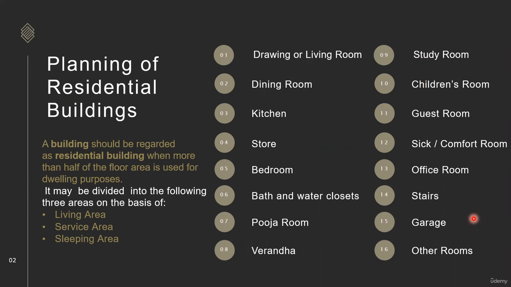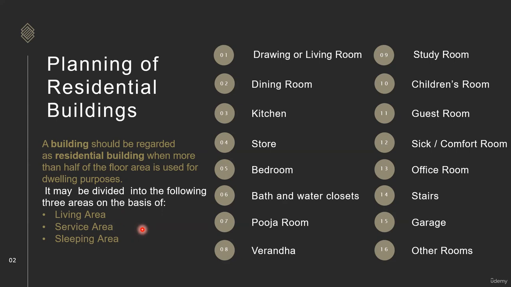Okay, so in most cases these are the required components: living area, service area, and sleeping area. What is the living area? In the living area, the living room or drawing room and the dining room will come. In the service area, the kitchen, bathrooms, storerooms and staircases will come. And in the sleeping area, bedrooms and attached bathrooms will come. So these are the important things we need to consider in any residential building plan.